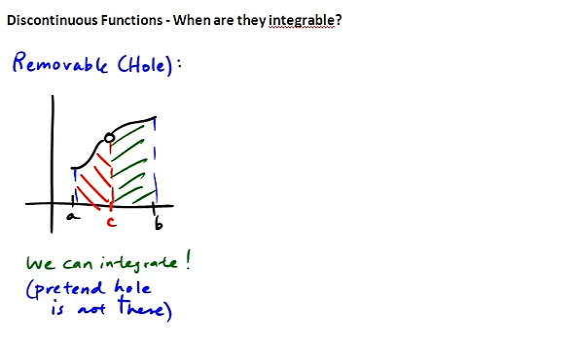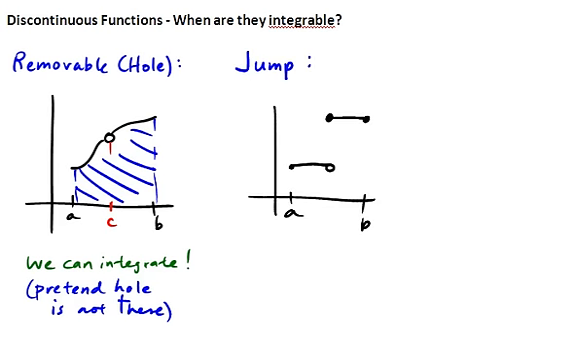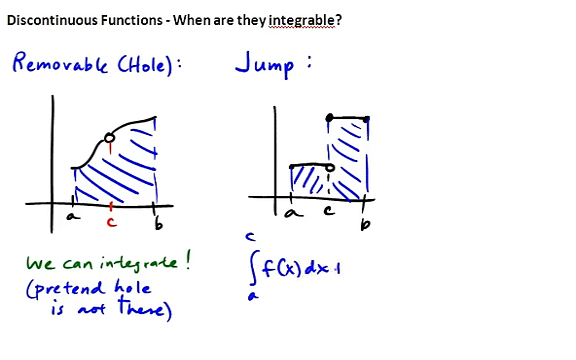If it is a jump discontinuity, you simply need to treat the problem as if it were two separate integrals. Integral 1 would be the integral from a to c of whatever the function is, and integral 2 would be from c to b.